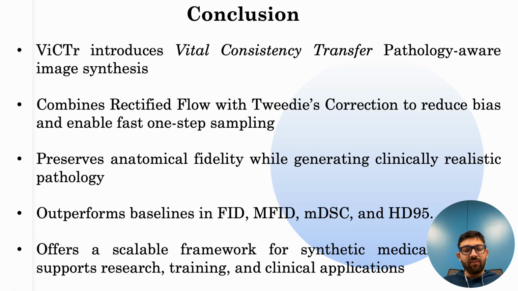Conclusion. So in the conclusion, I just wanted to say that we have introduced ViCTr as a new method for medical image synthesis, combining rectified flow with Tweedie correction to reduce the inductive bias and enable fast one-step sampling. It preserves anatomical fidelity while generating clinically realistic pathologies, and outperforms baselines in FID, MFID, MDICE, and HD95. It offers a scalable framework for synthetic medical image generation, supporting research, training, and clinical applications.